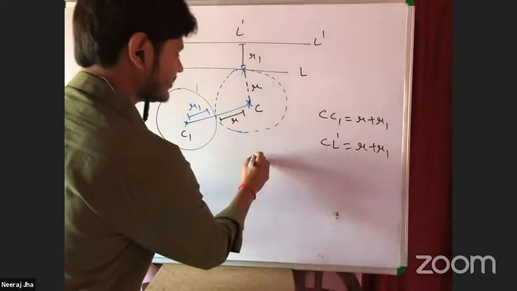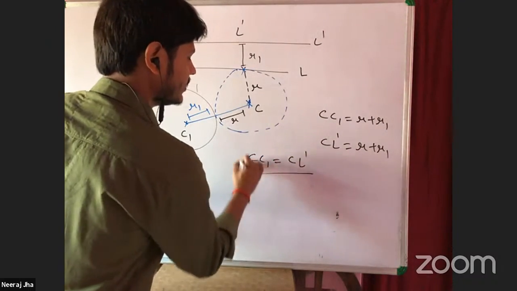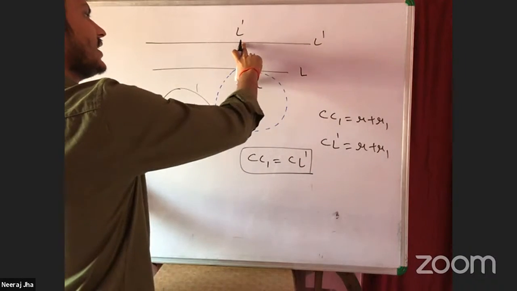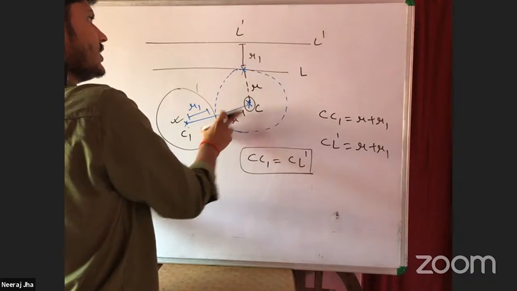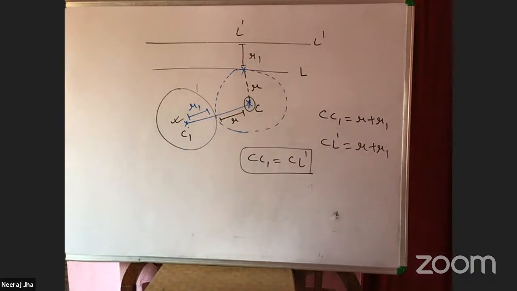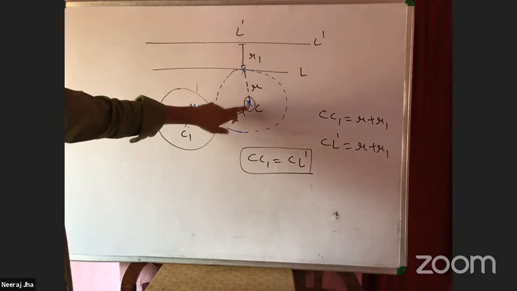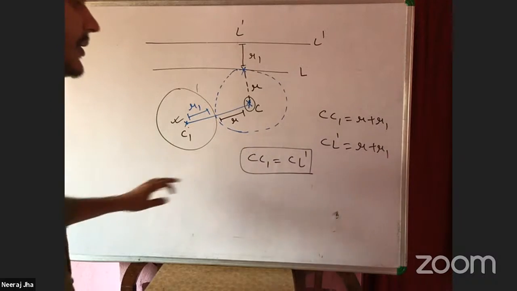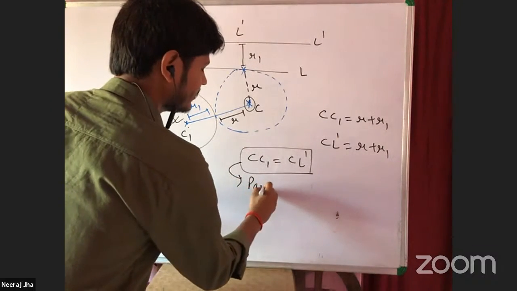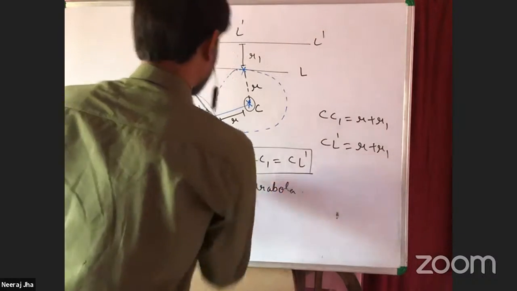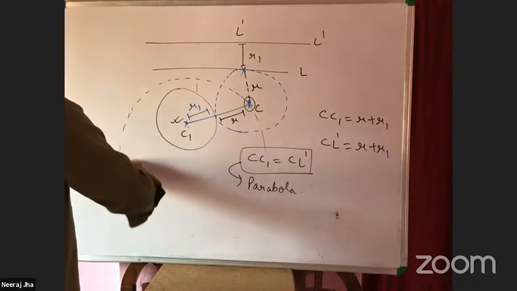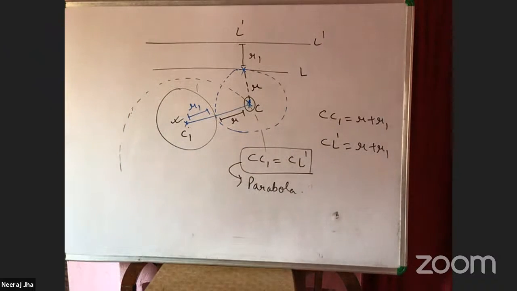Hence C C1 is equal to C L dash. Means the distance of this particular point from this line and from this point is always equal. Hence, I will be getting a parabola. That means the locus of the point which is equidistant from a line and a point is a parabola. Hence, we get the locus as a parabola. I can show you how the circle will move. It will move like this, parabolic in nature. Okay.